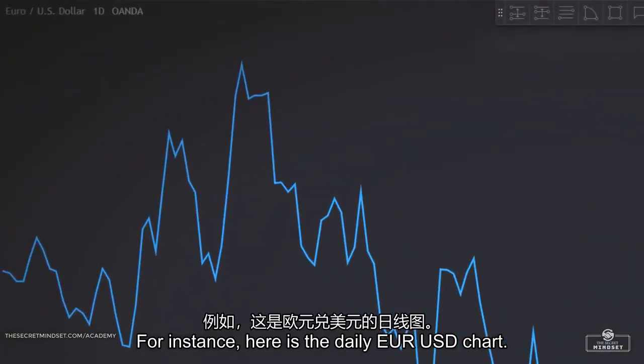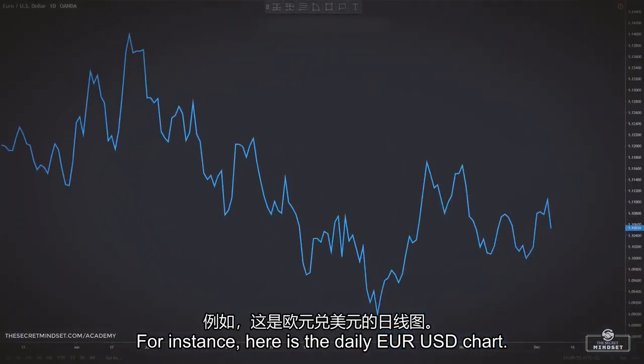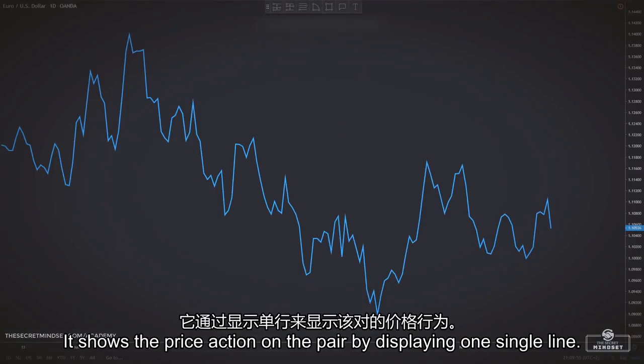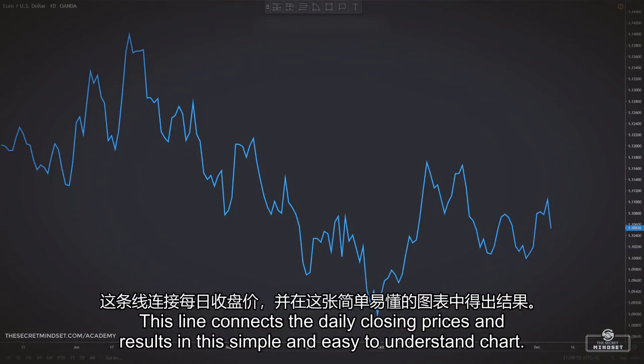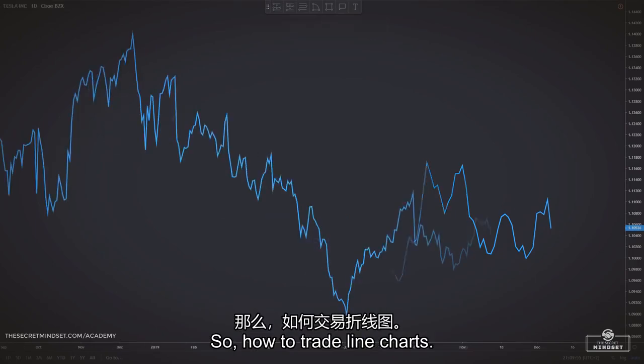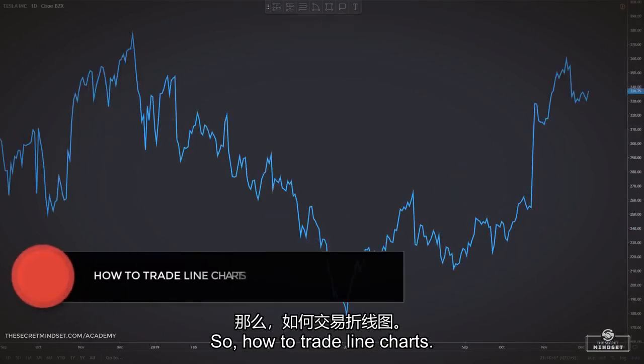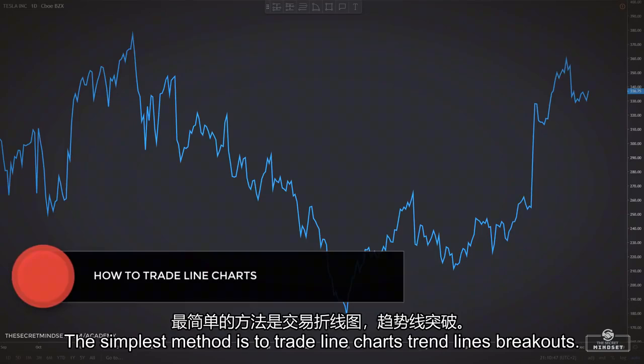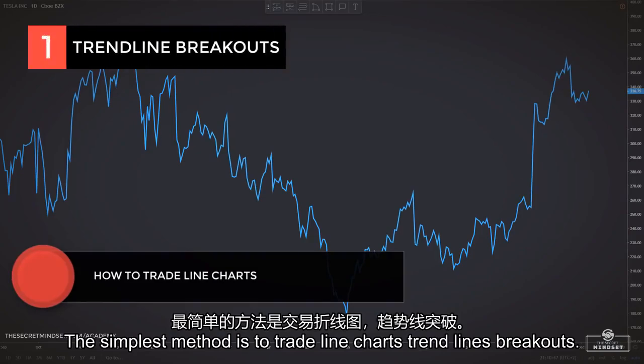For instance, here is the daily Euro-USD chart. It shows the price action on the pair by displaying one single line. This line connects the daily closing prices and results in a simple and easy to understand chart. So how to trade line charts? The simplest method is to trade line chart trendline breakouts.